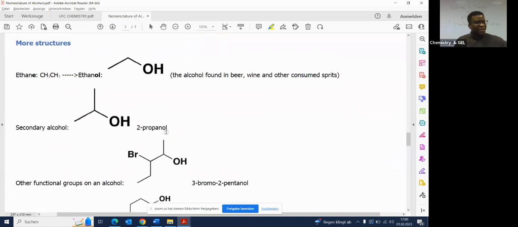Now, let's have a look at some more structures. I have some more structures. Now, ethane is producing this alcohol, isn't it? Ethane, which is CH3CH3, is the same as C2H6. Don't forget, don't be confused by what's this, just the same. If you condense the carbons, C2H6, then with the presence of the OH group, it's going to be ethanol. That's the alcohol found in beer, wine, and other consumed spirits.